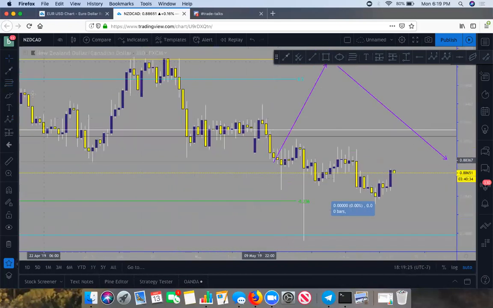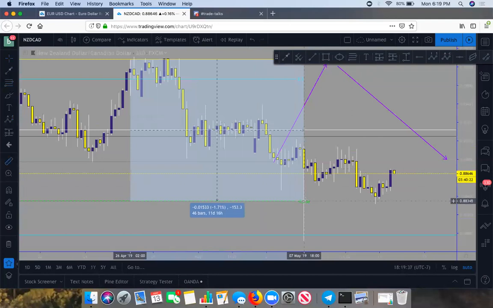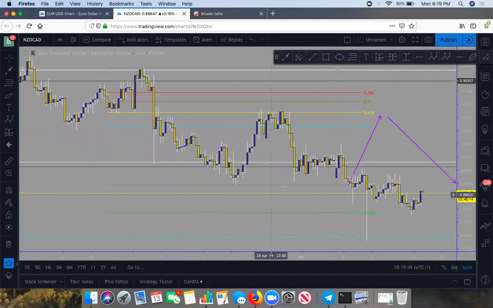You would have had to wait a good while. But if you were patient, your drawdown would have only been 3 pips, and you would have had to wait 4 days for a real move, but you would have gotten your 150 pips in 12 days. But anyway, I want to say at this point, I was looking for a double bottom.